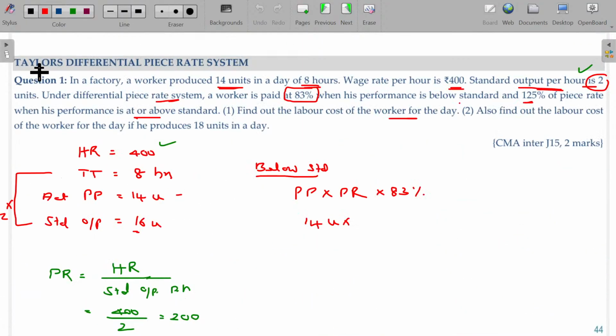Yes. 14 units at 200 rupees per unit, as he is a below performer, only 83% is offered. What's the value? 2,324. Okay.